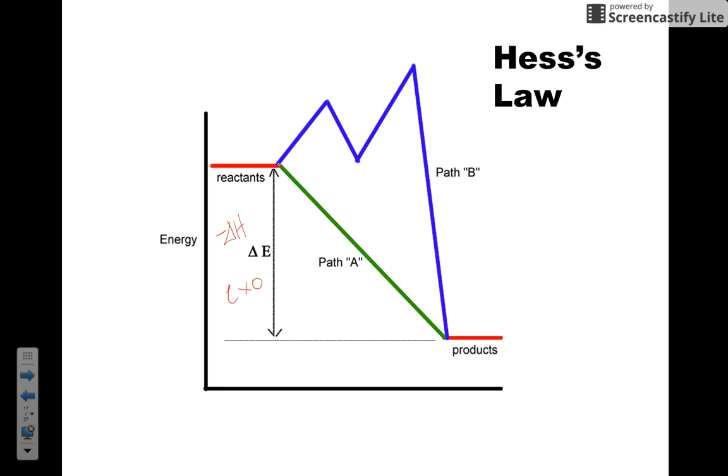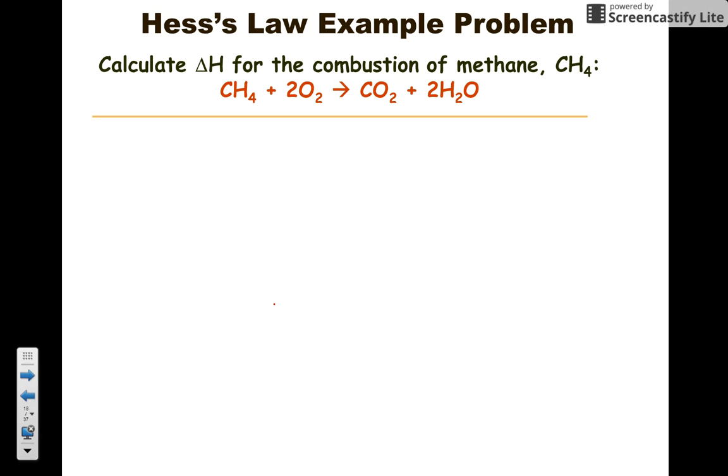But anyway, it doesn't matter if I go straight down or if I go in multiple steps, like 1 step, 2 step, 3 step, 4 step. What matters is that I end up at the bottom at this particular location. The energy change, the ΔE, is the same between the reactants and the products. So this is a state function. So let's look at an example of a Hess's law problem. This says calculate the change in enthalpy for the combustion of methane.